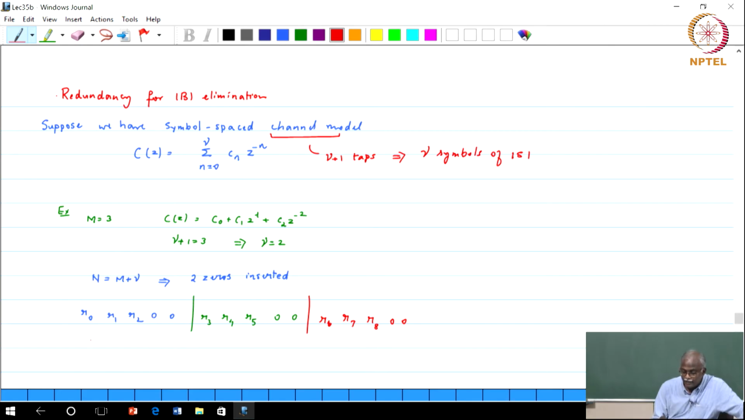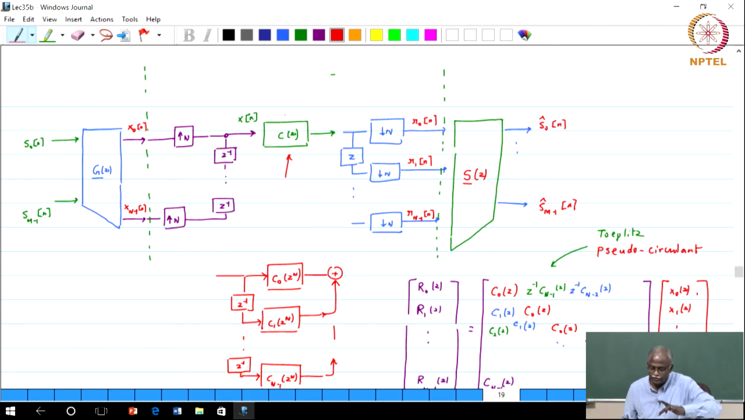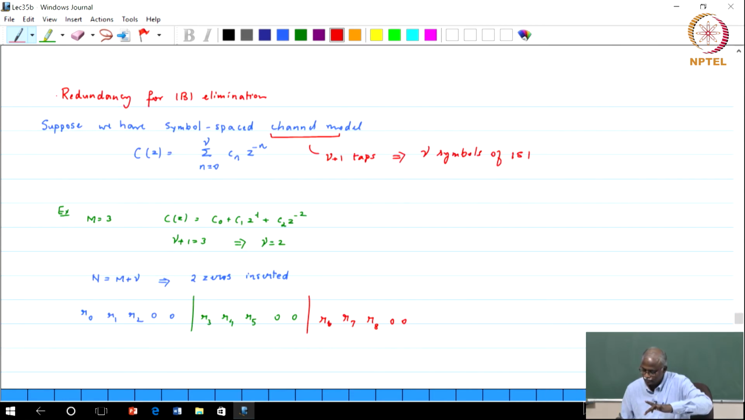Let me just make sure I have got the correct notation. It is actually X and R, I am sorry. So, let us go back to X and R. Just change this to X.